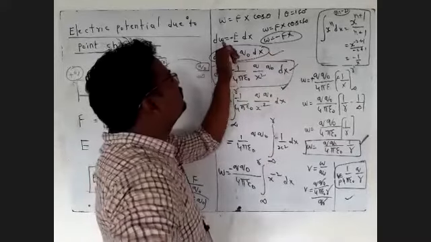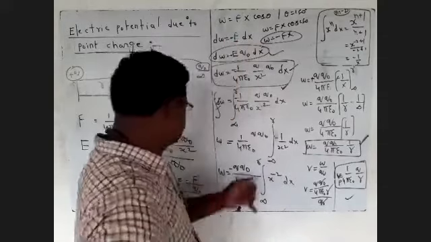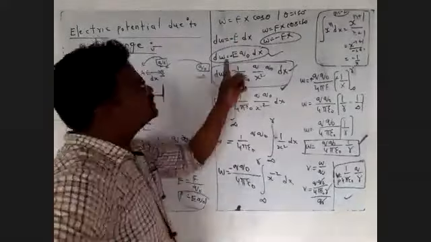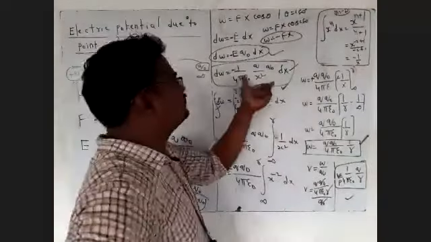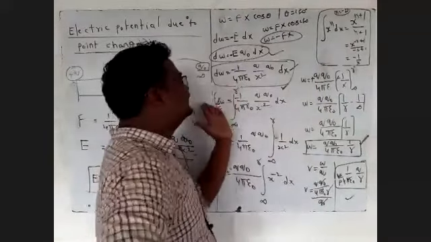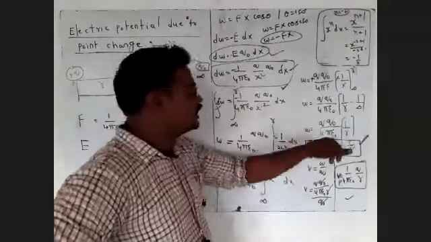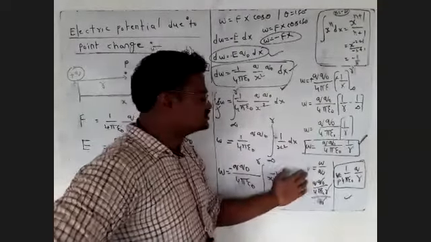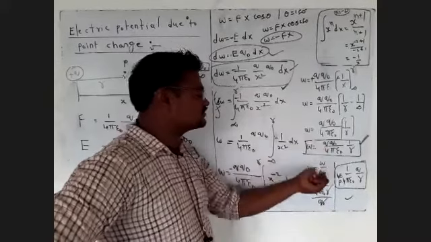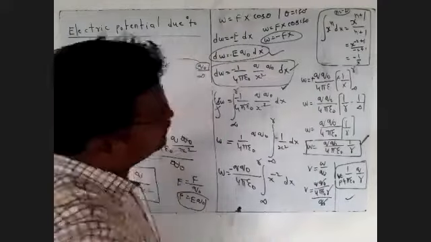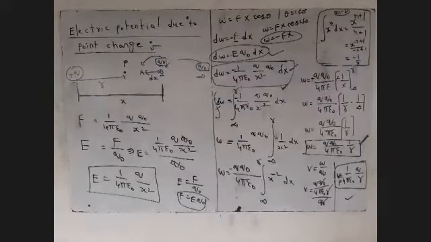The small work done dW is equal to force into displacement. F is equal to EQ naught, where E is equal to 1 by 4 pi epsilon naught Q by x square. So this is the small work done. Integrating both sides of the equation, we get the large work done. We have the relation V is equal to W by Q naught. Putting the total work in this equation, we get the electric potential at point P. That is the derivation. This is a very important derivation, so keep it in mind.